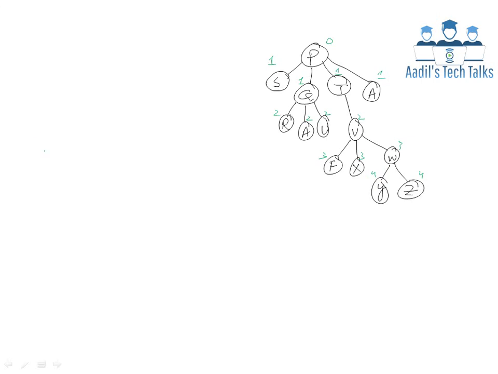So traversal of a tree, first of all using level by level traversal. First of all level 0, which is P, then level 1 from left to right, S, Q, T, A, then level 2 from left to right, R, A, U, V, then level 3 left to right, F, X, W, then level 4 left to right, Y and Z.